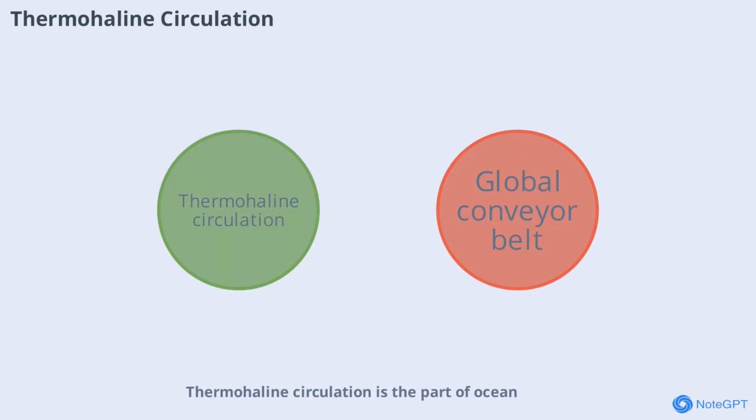Thermohaline circulation is the part of ocean circulation driven by differences in water density, which are caused by variations in temperature and salinity. Cold, salty water is denser and sinks, while warmer, fresher water rises. This process creates a global conveyor belt that moves water, heat, and nutrients around the world's oceans. Thermohaline circulation is essential for regulating Earth's climate and supporting marine life at all depths. It's sometimes called the meridional overturning circulation or the global conveyor belt.